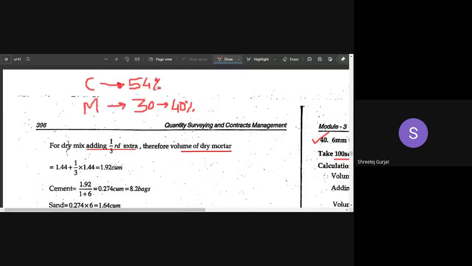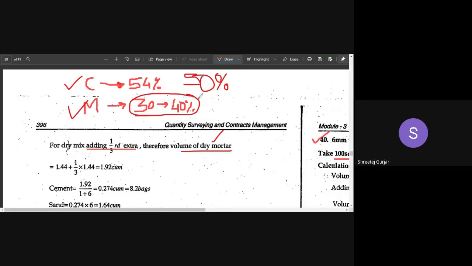So I've told you, when you're dealing with concrete, you have to increase it by 54% or 50%. You have to increase the wet volume to get the dry volume. Similarly, when you are dealing with mortar, remember you have to increase from 30 to 40%. In between you can increase. When you are dealing with mortar, the wet volume you have to increase by this percentage to get the dry volume. Okay, so now we are dealing with mortar, hence we will adopt adding 1/3 extra. That is 33%, correct? 1/3 is 33, I hope.